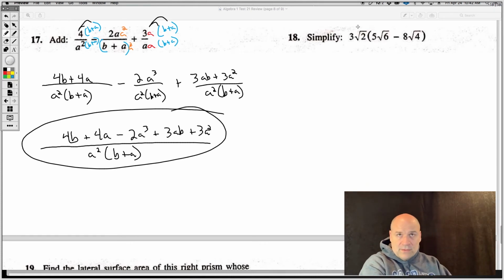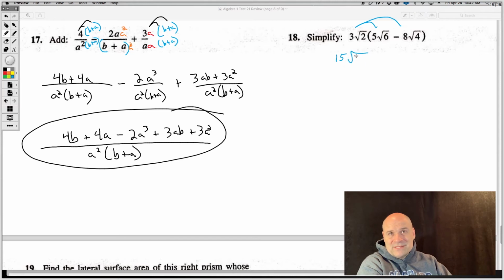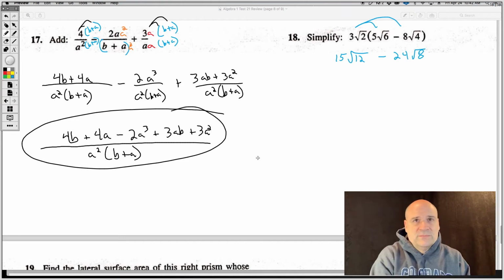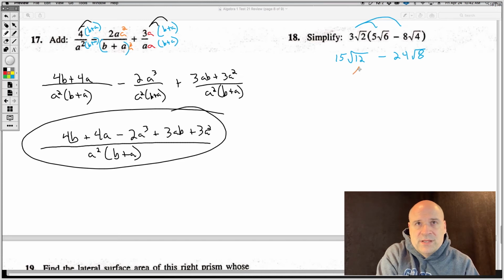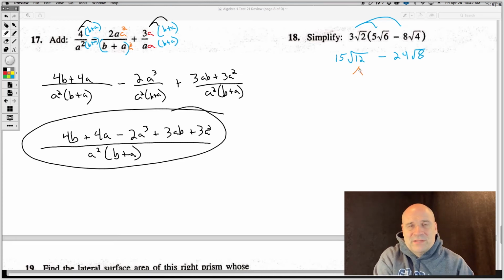Number 18, we're just gonna multiply, we're just gonna distribute first. So this is just 3 radical 2 times 5 radical 6. So that's 15, because 3 times 5 is 15, and then radical 2 times radical 6 is radical 12. Minus, simplify that, 24 radical 8. Okay, so far so good. All we did was distribute 3 radical 2 times 5 radical 6, and then 3 radical 2 times 8 radical 4. So now we're gonna simplify these radicals. Now, a lot of you struggled with this as well. We're going to break this up into two factors.